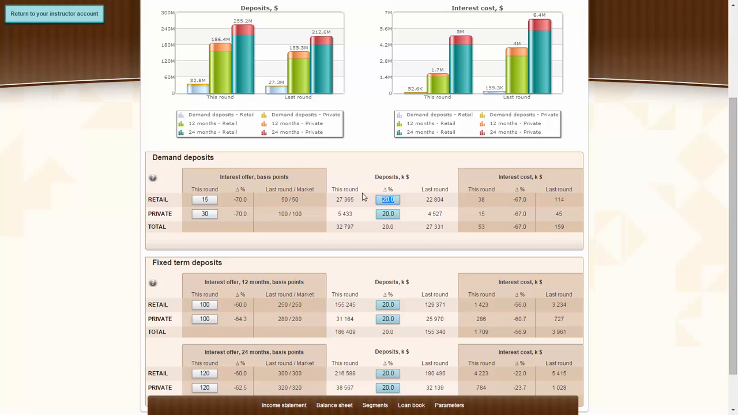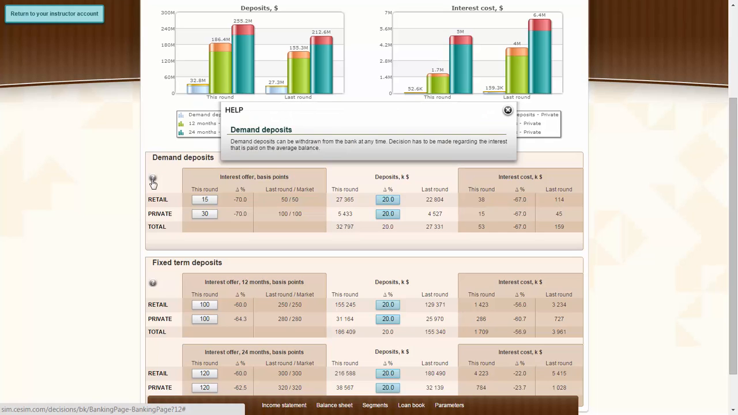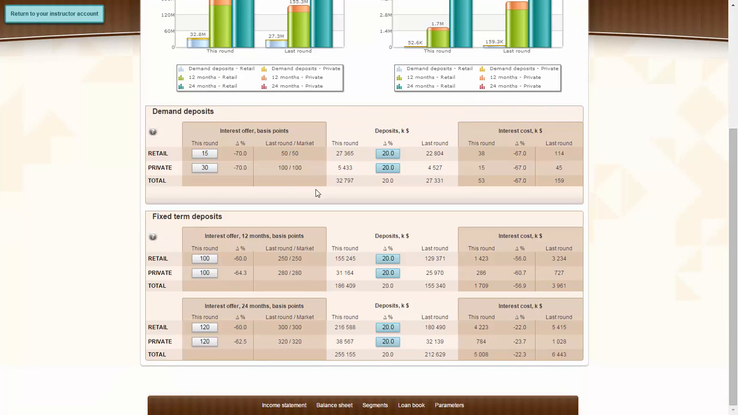And now you also find these question marks in the system, and that always gives a glimpse of information regarding that particular decision. And now besides the demand deposits, we also have fixed term deposits.